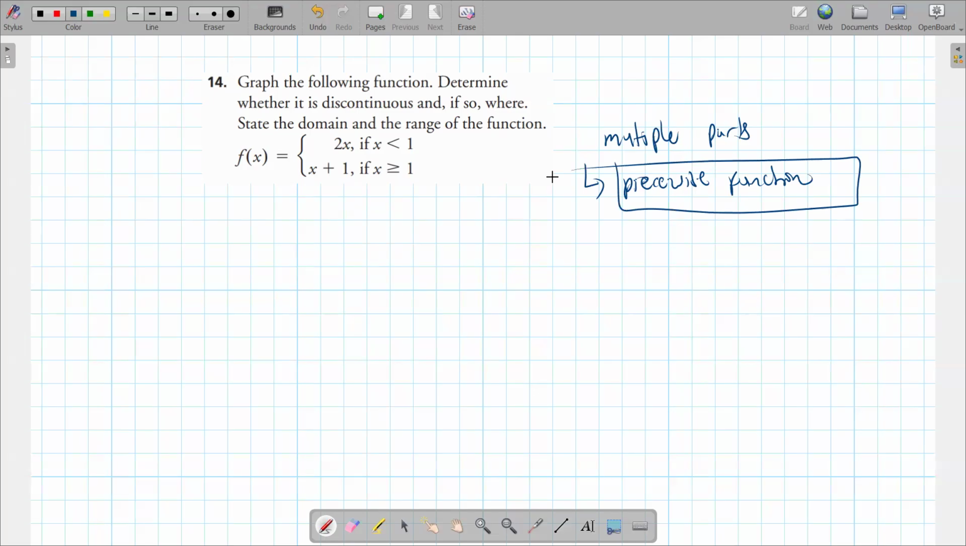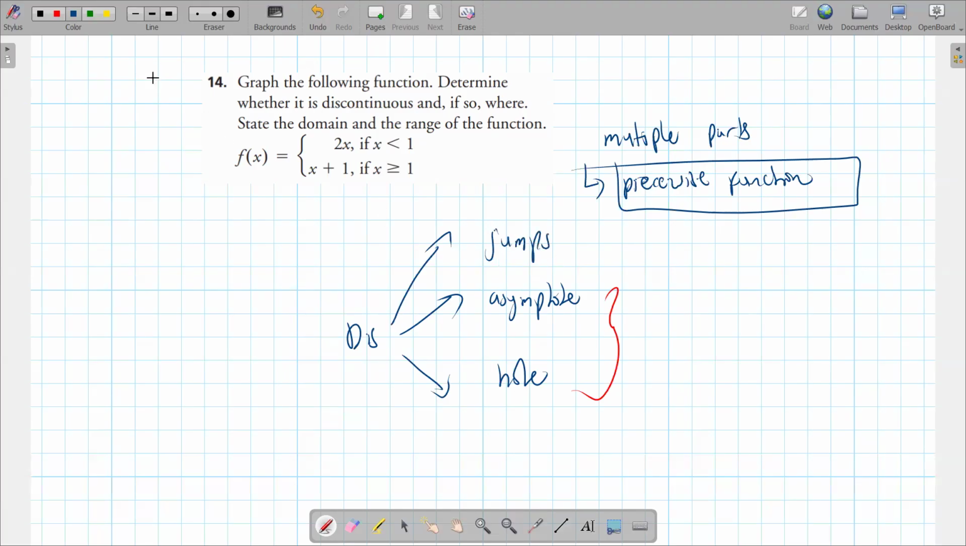Graph the following function and determine whether it's discontinuous. So a discontinuous function is either going to be an asymptote or it's going to be a hole. If either one of these exists, then it's going to be a discontinuous function. Actually, no, sorry, there's another one. Or jumps. Three conditions for it to be discontinuous.